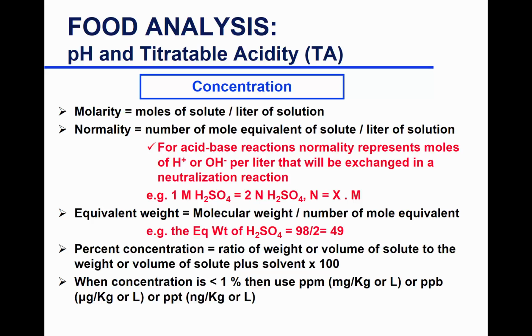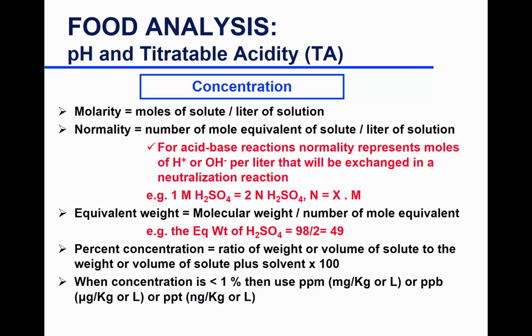Normality is not as common as molarity for some of you. It's like, what is normality? Normality is the number of mole equivalents of a solute per liter of solution. Mole equivalent, in this example of acid-base, refers to the proton and hydroxyl group transfer. If you don't have proton or hydroxyl group, you look at electron transfer. How many electrons are transferred? Then that would be the number of mole equivalents.